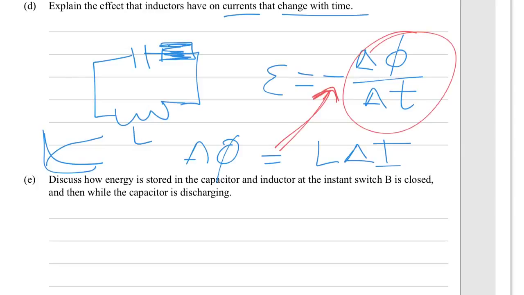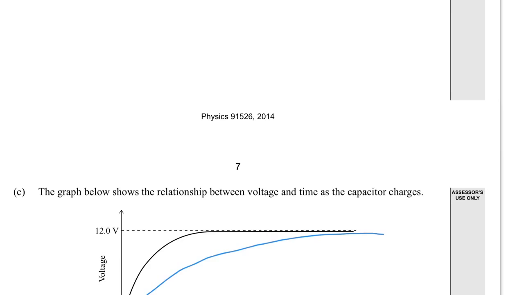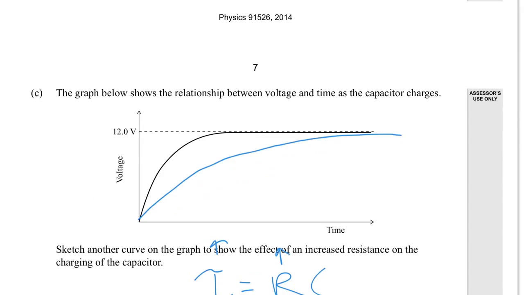E, discuss how energy is stored in the capacitor and inductor at the instant switch B is closed and then while the capacitor is discharging. So we've got 2 points. At the instant switch B is closed, there's no energy stored in the inductor.